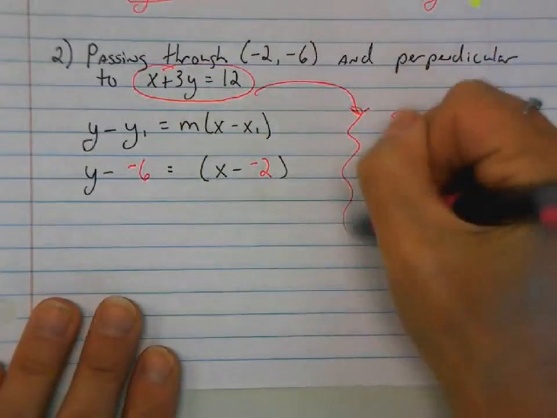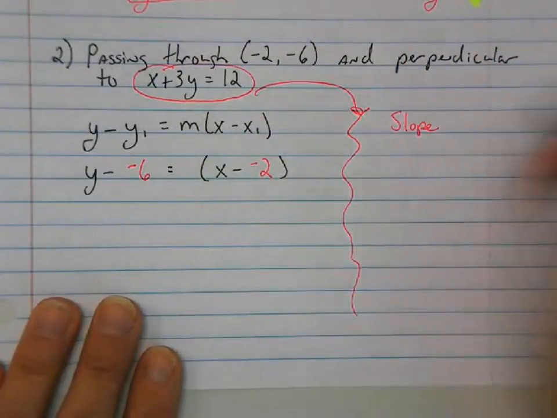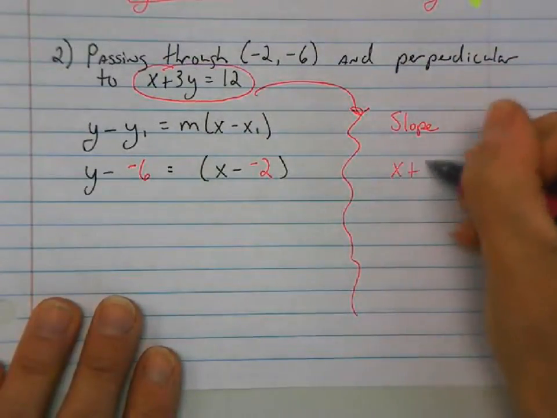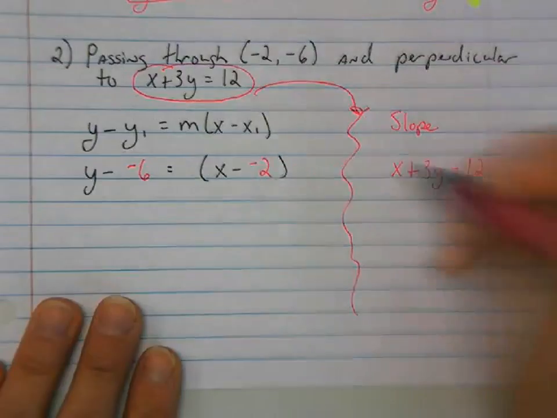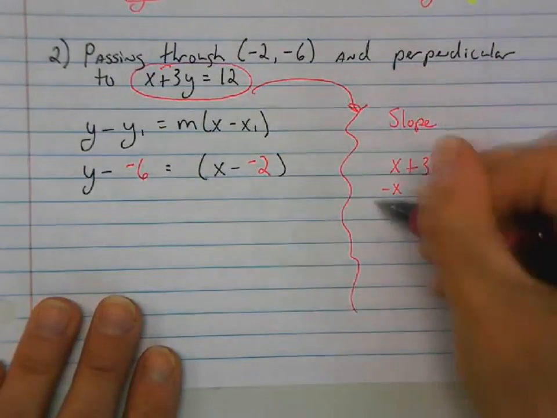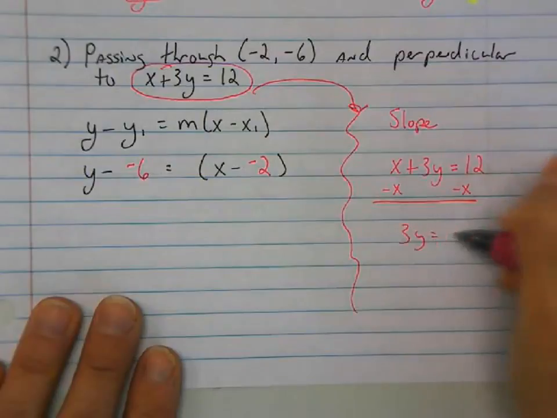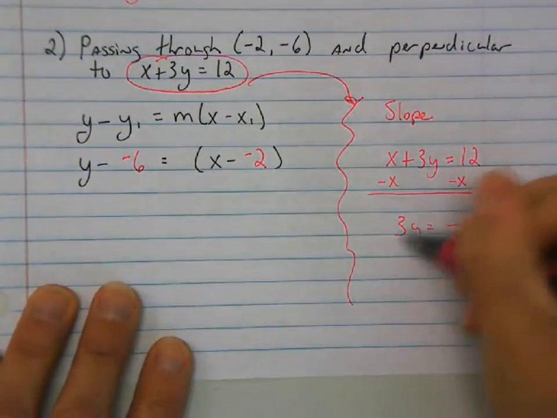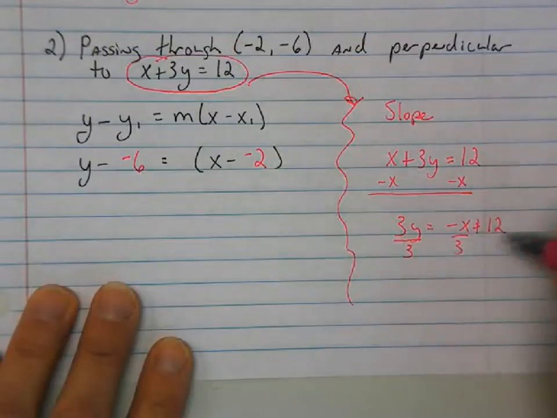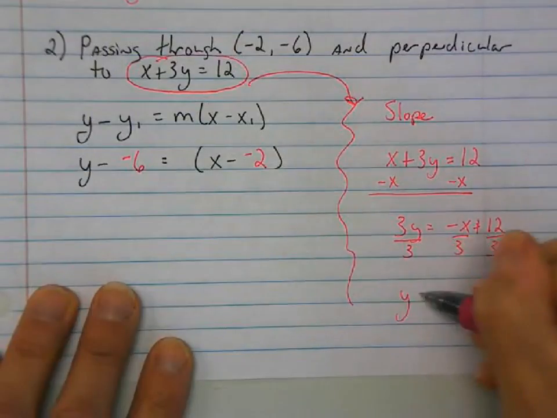Okay, so I have x plus 3y equals 12. Your job is to get y all by himself. So let's subtract your x, and I get 3y equals negative x plus 12. And now to get rid of that coefficient, I'm going to divide everybody by 3. And I get y is equal to negative 1/3 x plus 4.